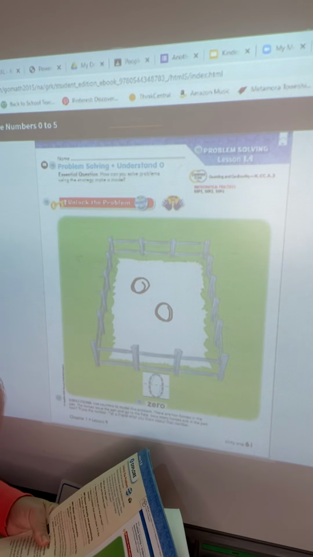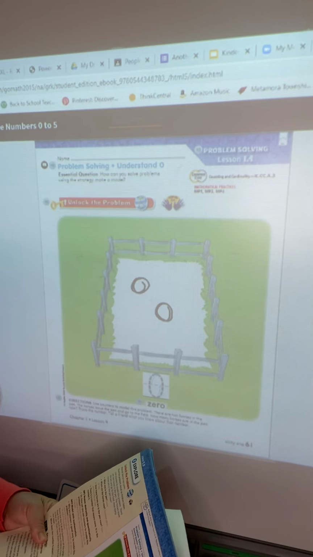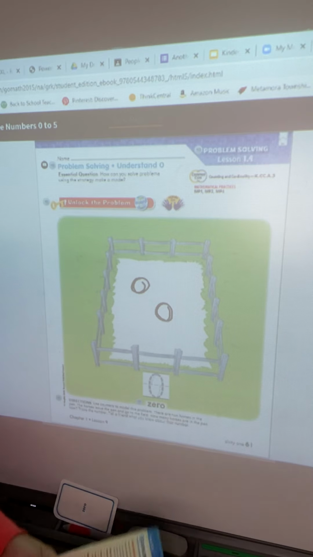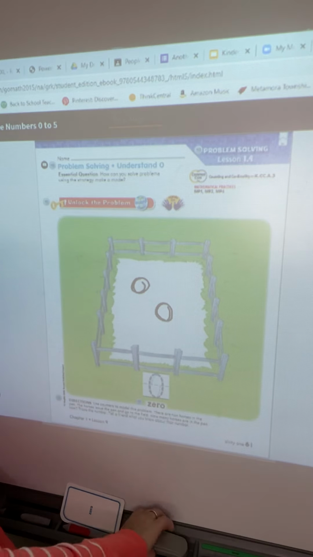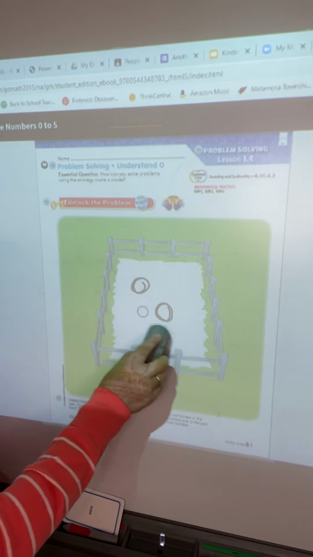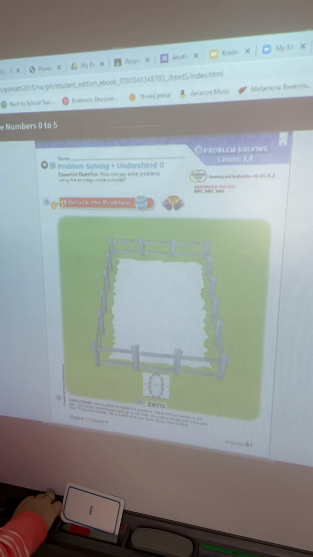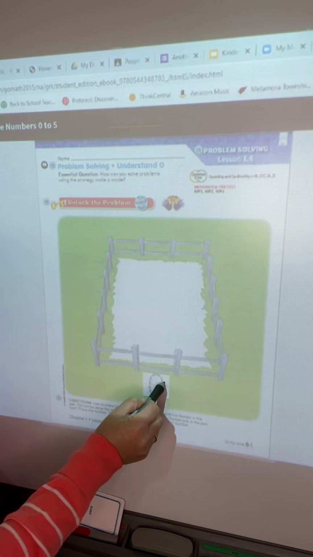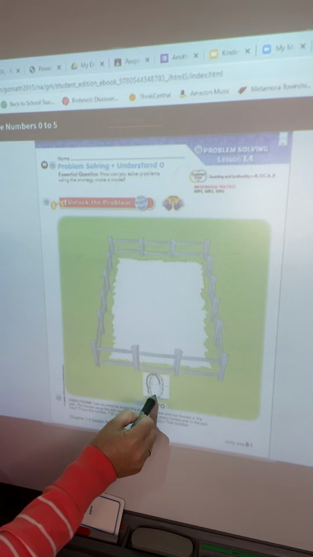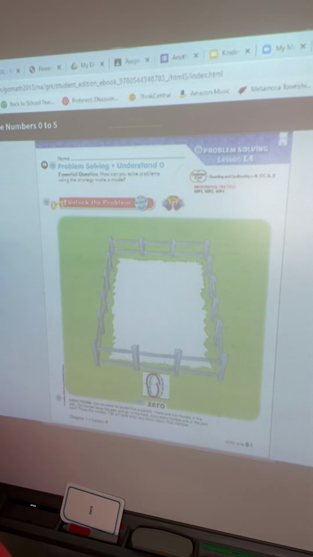If there were 2 horses to begin with in this pen, it's time for them to go into the barn, so they might open the gate and both horses leave. How many horses are left? 0. There are 0 horses left. So you can trace on that line to make a 0.